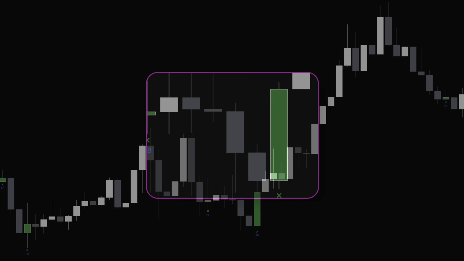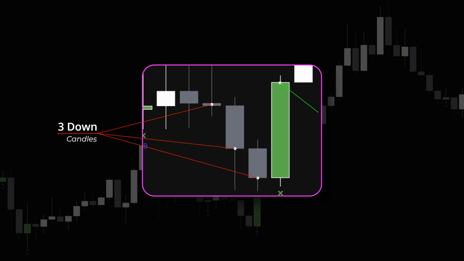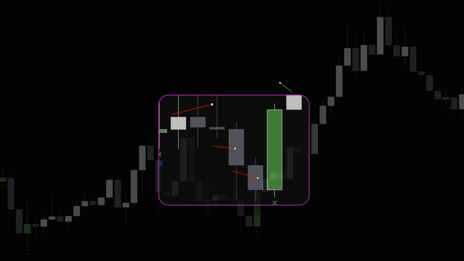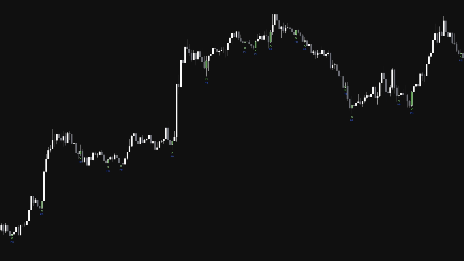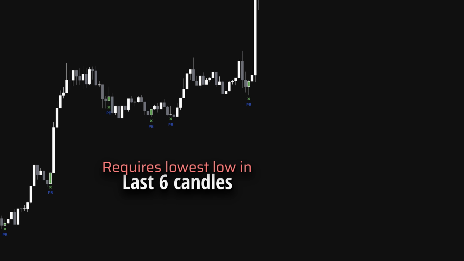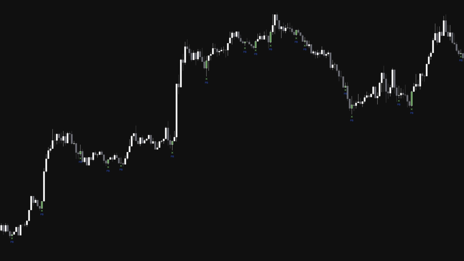The logic requires 3 consecutive lower closes, followed by an upward close, creating a visual representation of selling exhaustion, followed by buying interest. The indicator adds a swing low filter that confirms the pattern occurs at locally significant price levels, specifically when the current or previous low represents the lowest point over the past 6 candles. This dual requirement ensures signals appear at potential support zones rather than mid-trend.